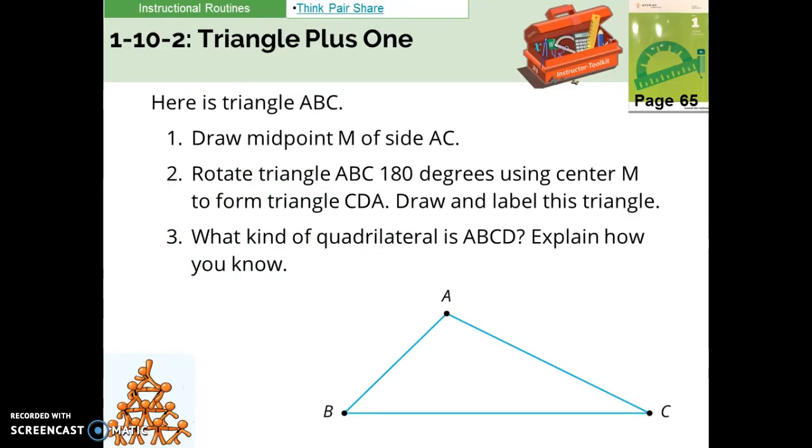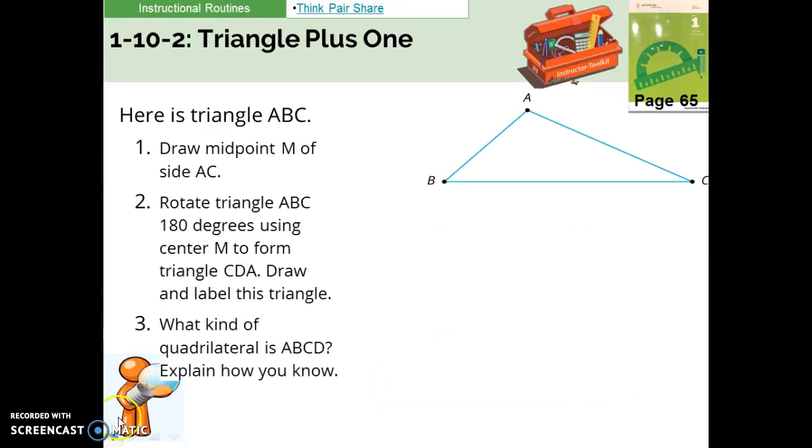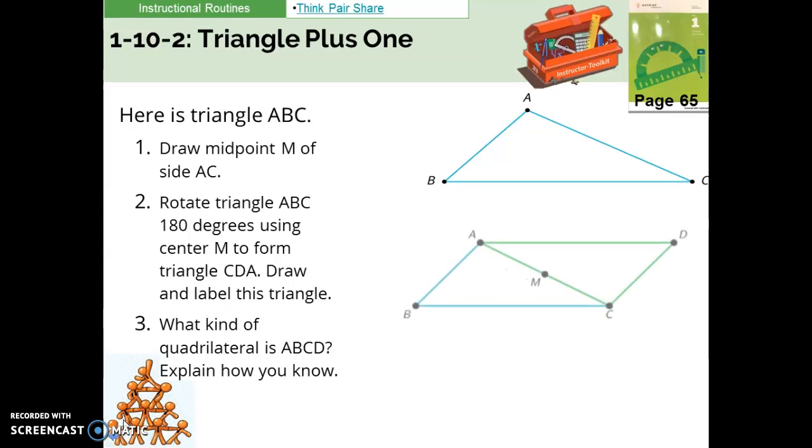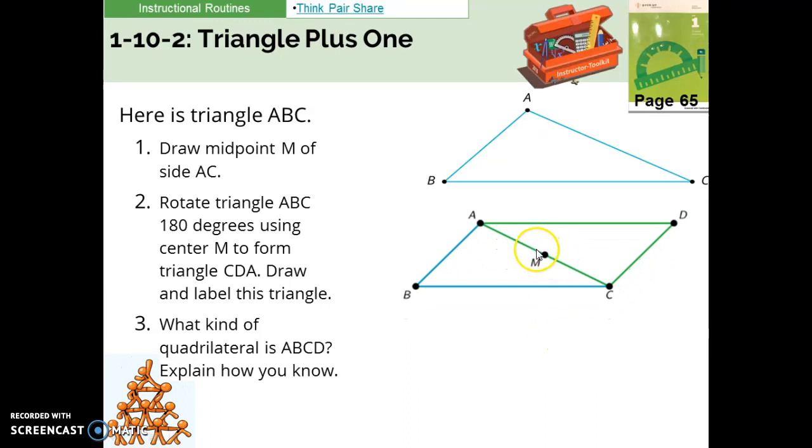And as we move along, we're going to look at what happens with triangles. On this one in class, we saw that when we put a midpoint M right here, we're able to rotate this blue triangle 180 degrees until it lands where the green one is. Okay? That means that this triangle to this triangle is congruent. It rotated around the point M, and it created a new triangle, C, D, and A.